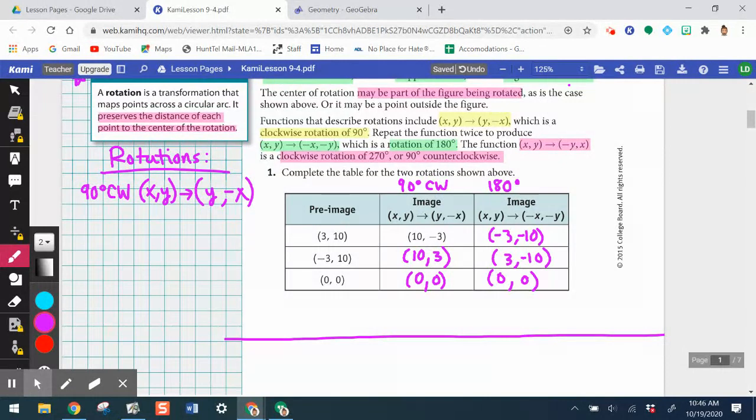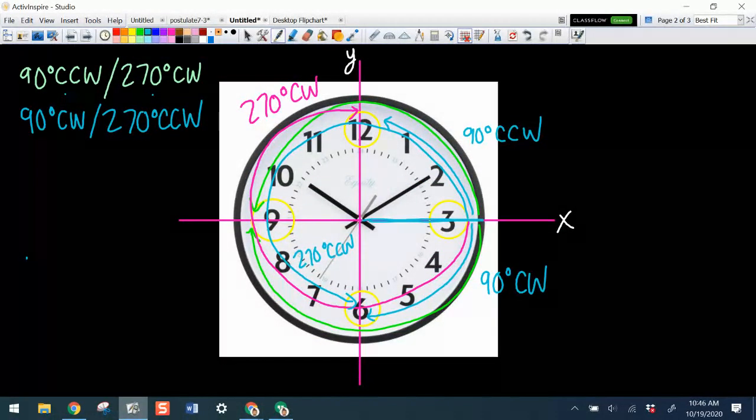Well, if we go back to our clock, when we start thinking about 90 degrees clockwise as it relates to 180 degrees, the book actually tells us this, but if we travel 90 degrees counterclockwise, or 90 degrees clock, I believe we're talking about clockwise here.